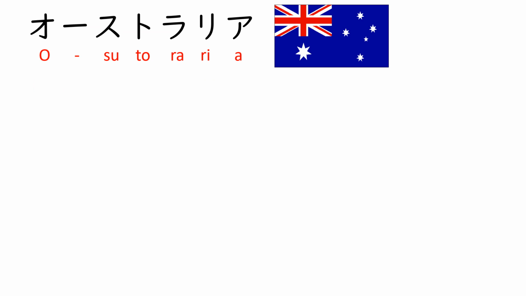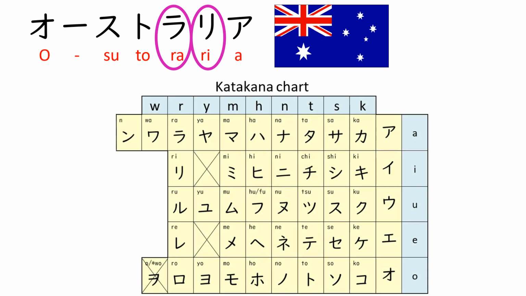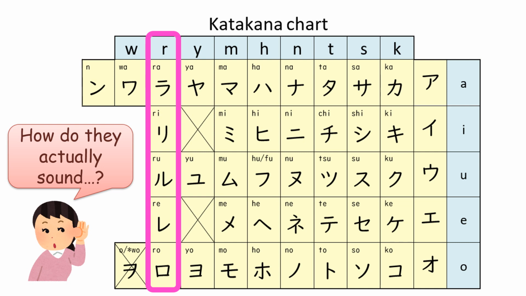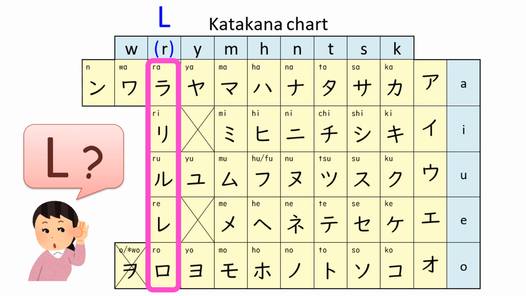Wait a minute. When you hear the name Australia in Japanese, can you hear R sound in it? No, you don't, do you? The R in Australia is written with the alphabet R, as you can find the letters on the katakana chart. But how do they actually sound? Australia. It almost sounds like L, doesn't it?